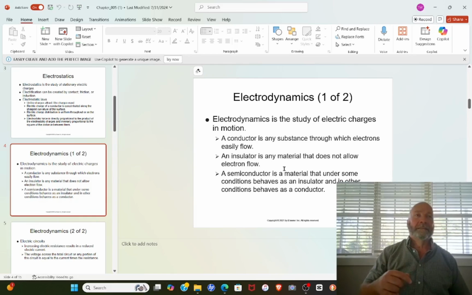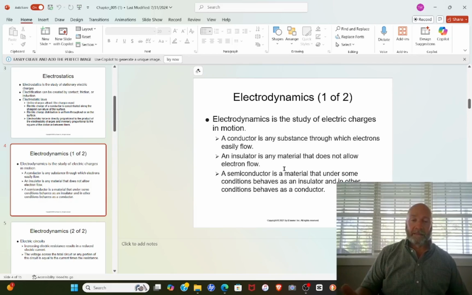It prevents electrons from flowing where you don't want them to go. All right, so a conductor is usually going to be surrounded by an insulator, so the electrons go where you want them to go. And then a semiconductor is a material that will act as a conductor in certain circumstances, and in other circumstances, it'll act as an insulator. So an example of a semiconductor would be silicone. Silicone, under certain circumstances, will allow electrons to flow, and under certain circumstances it won't.